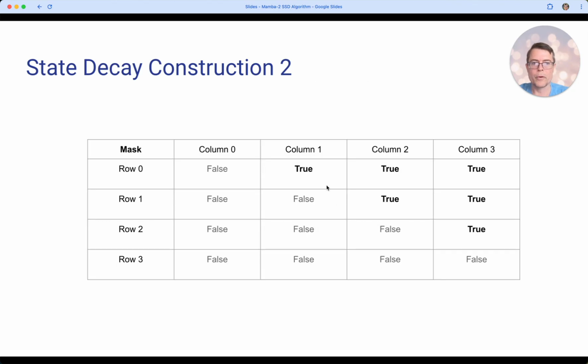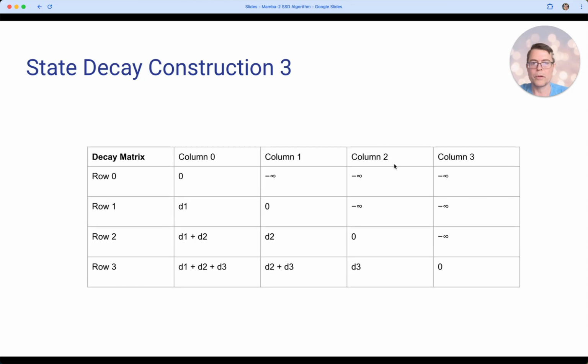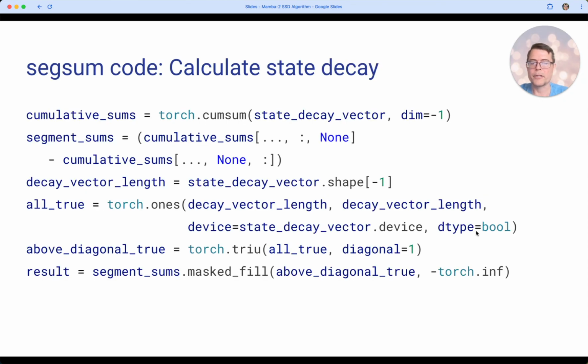So to do that, we want to fill this area with negative infinities, so we're going to make a little mask where this is all true, and then there's a fill operation that says put in a value where the mask is true, and we can fill this part with negative infinity. All right, so now we can look at the code and understand what's going on.